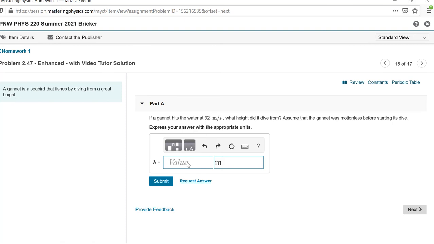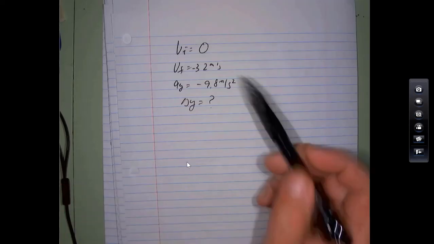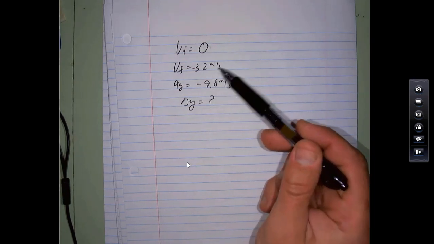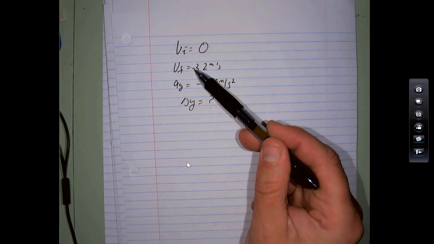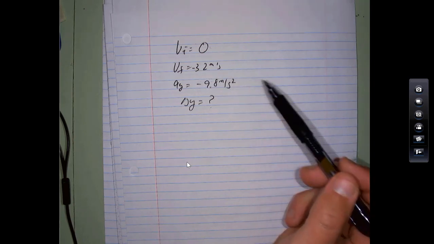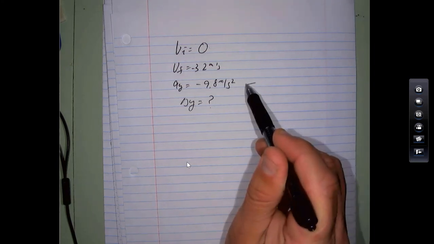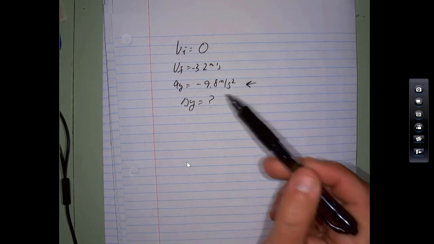So this is free fall. This is just a special case using our kinematics equation, knowing the acceleration in the y direction is negative 9.8. Let's look at this. Again, starting from rest means the initial speed is 0, and we're diving, so we're going in the negative y direction, so the speed here is negative 32 meters per second. The acceleration in the y, this is what you have to bring to the problem. Free fall, negative 9.8. What is delta y?